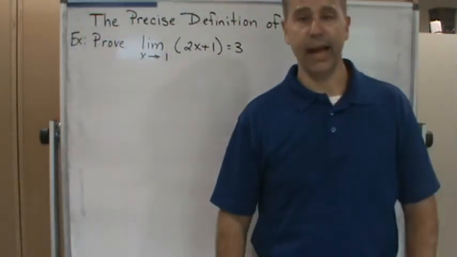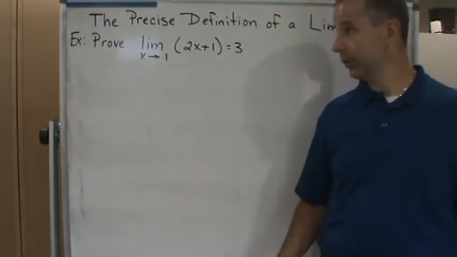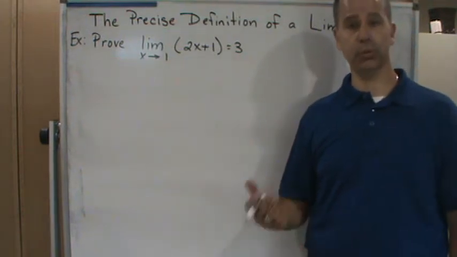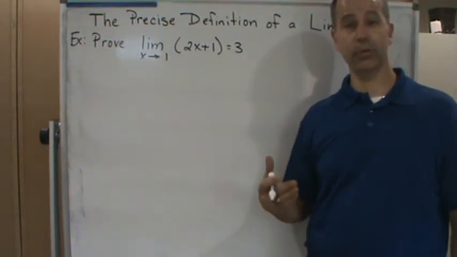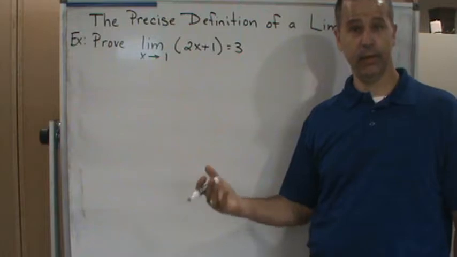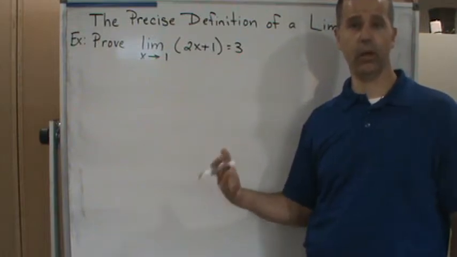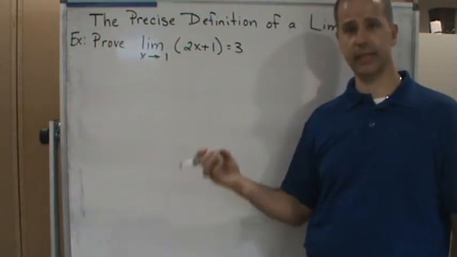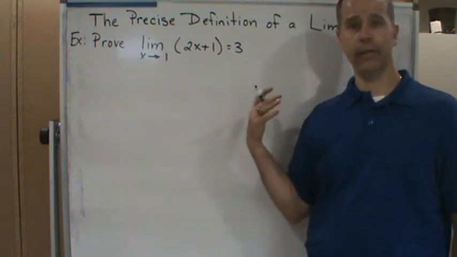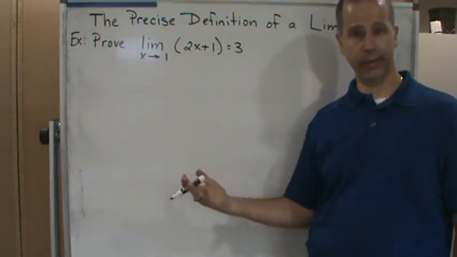Okay, so welcome back. Now what we're going to do is I'm going to walk you through an example of how to prove a limit using the delta epsilon definition. So this is what we call a delta epsilon proof. This is the precise way of proving a limit, or of evaluating a limit.